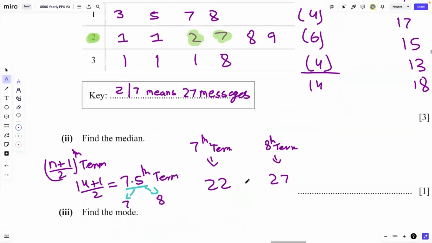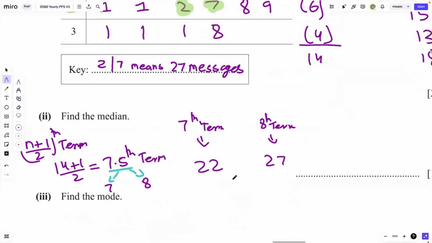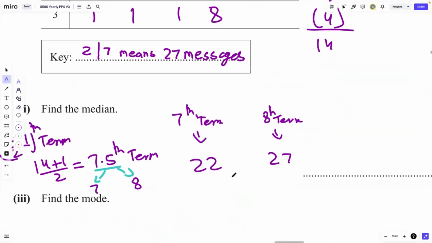Now what are we supposed to do? We have to take the average of both, because whenever you have a decimal number, you take the closest two integers and you take the average. How do you take the average of two items? You add them up and divide by 2. So that's just going to be 49 divided by 2, that's 24.5. That should be the final answer for this question.